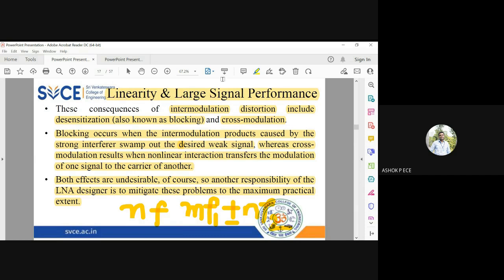Large signal performance is whenever the amplitude of the input signal is very, very large, the amplifier might tend to go to non-linearity. So it will automatically produce harmonic distortion NF. It will produce IMD products MF1 plus or minus NF2, and it will produce cross modulation products also. That will happen when your amplifier slowly is entering the region of non-linearity. So we have to ensure that that is not happening in our system.